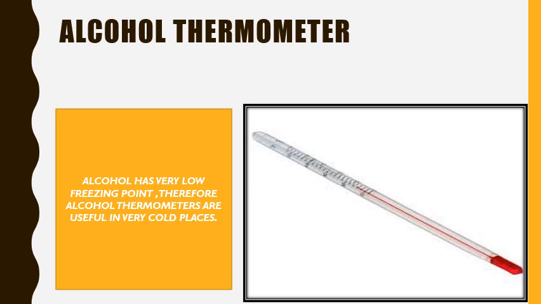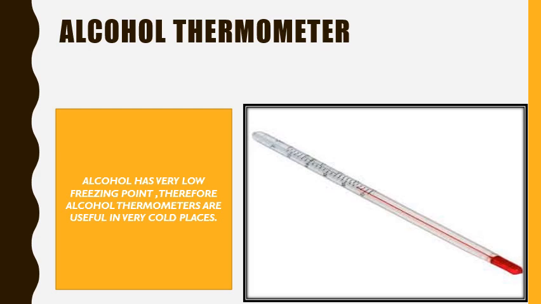Alcohol is another liquid which is used in thermometers. Its freezing point is much lower than that of mercury, and therefore alcohol thermometers are useful in very cold places. But the boiling point is very low. That's why it becomes unsuitable to measure very high temperatures.